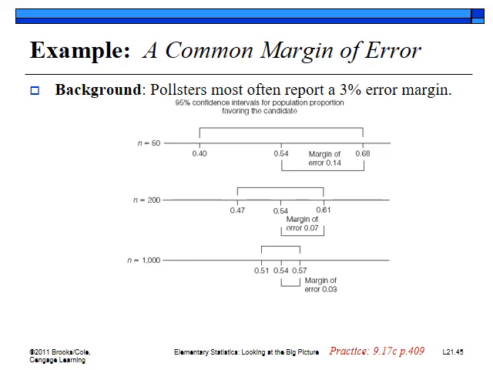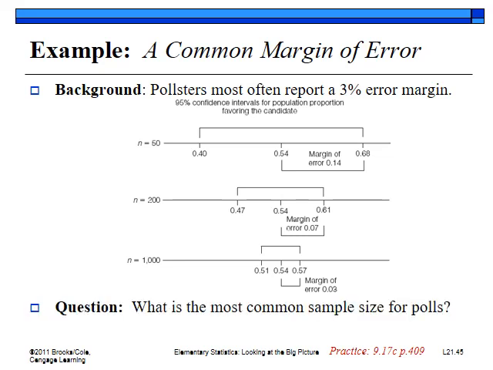When you see polls in newspapers or on television, one of the most frequent margins of error you'll see is plus or minus 3%. Why? Because if you look at these 3 different possible values for n, you'll see that a margin of error of 3% corresponds to a sample size of about 1,000.